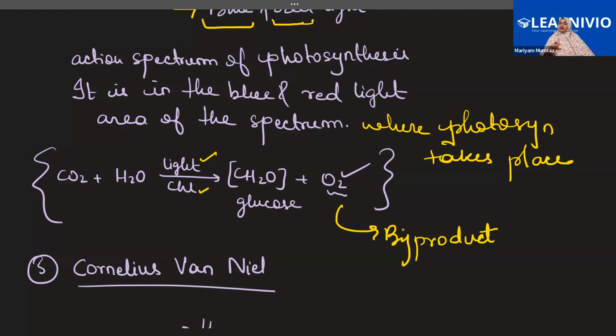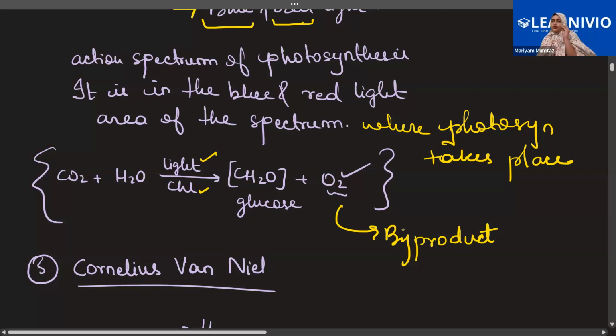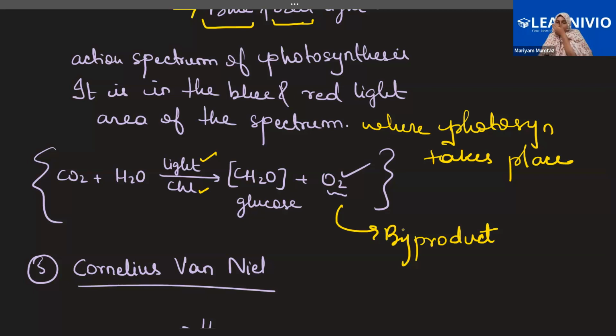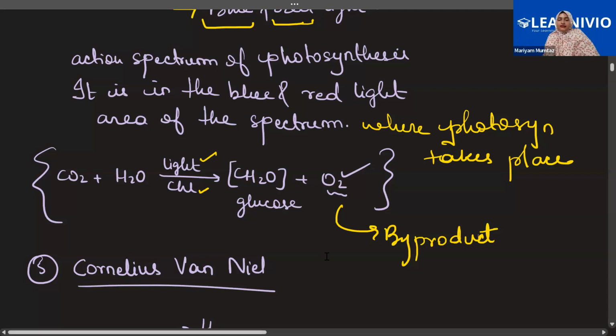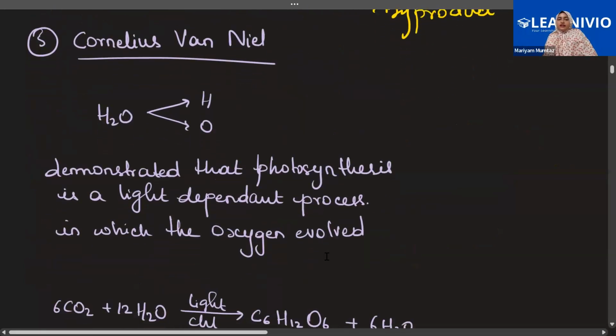The reason why it is called a byproduct is because the plant does not utilize the oxygen that it releases. It only utilizes a certain part of it. The rest of the oxygen is released into the atmosphere and it is utilized by us animals for breathing purposes. Clear, students? This much is clear? Yes, ma'am.